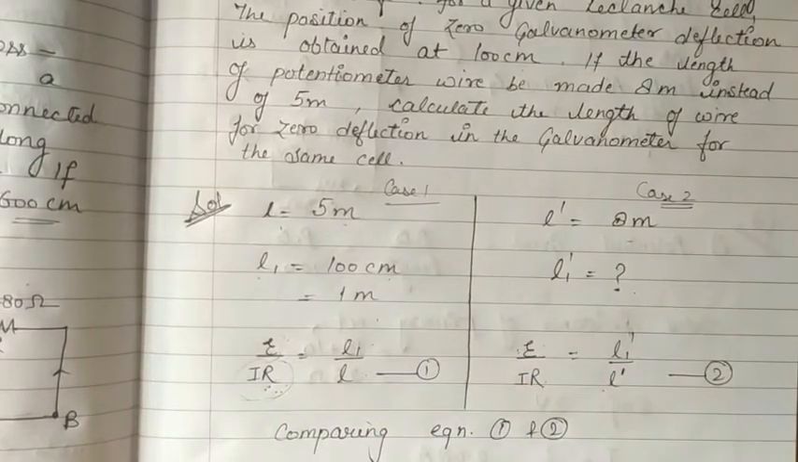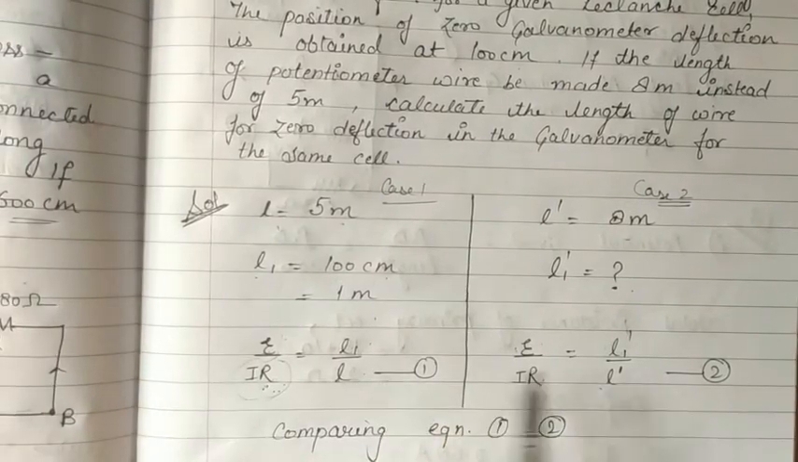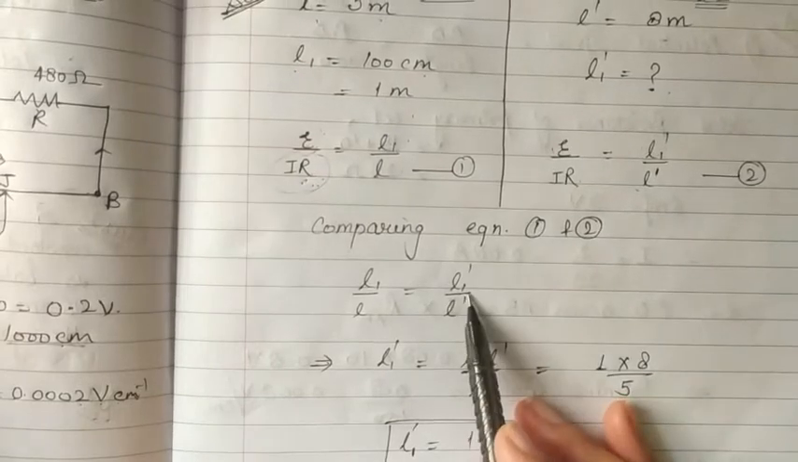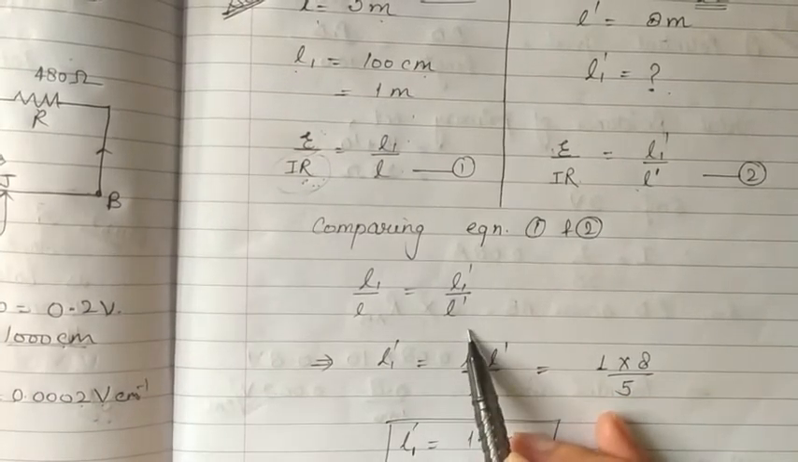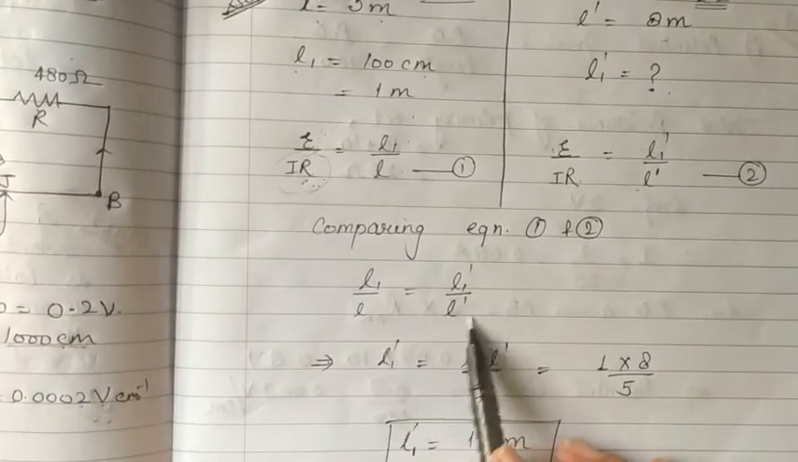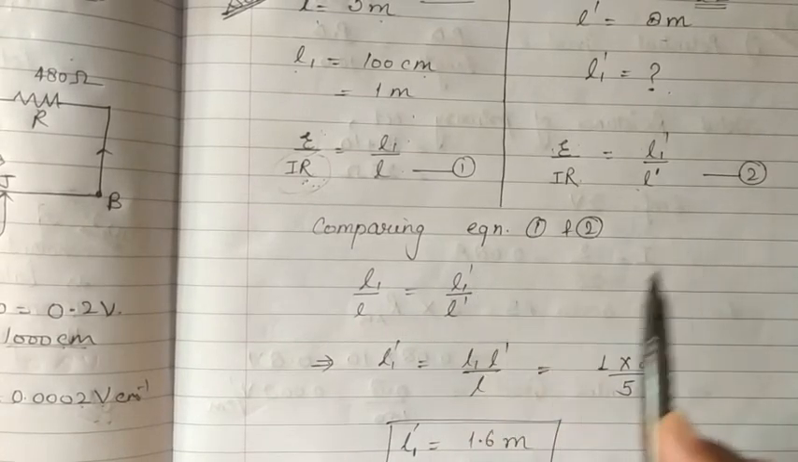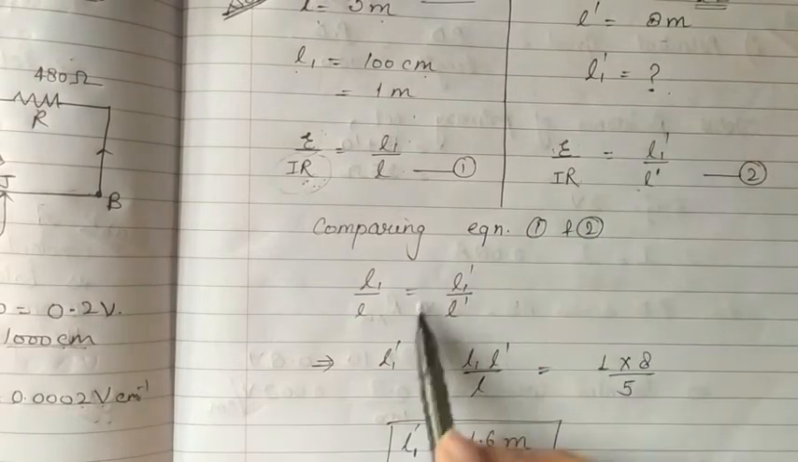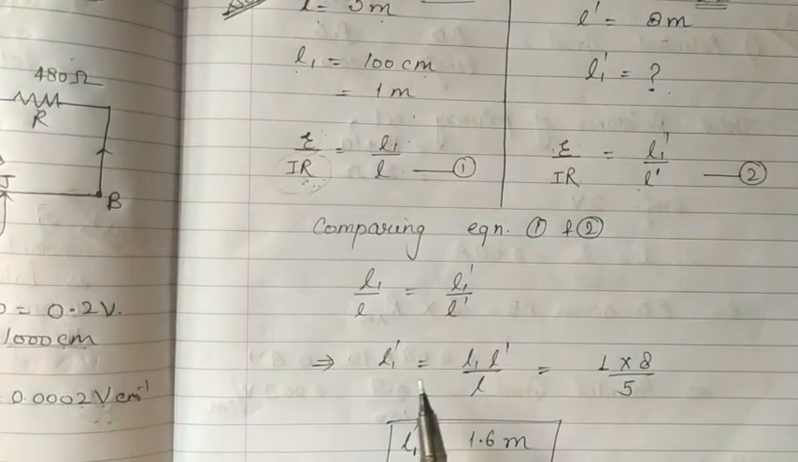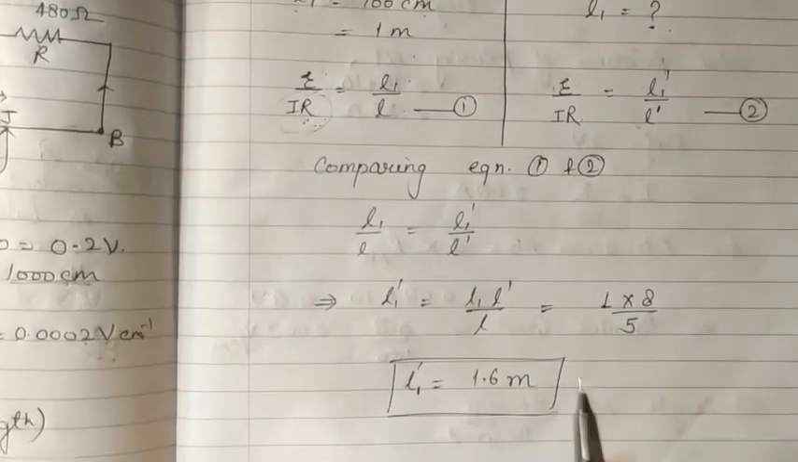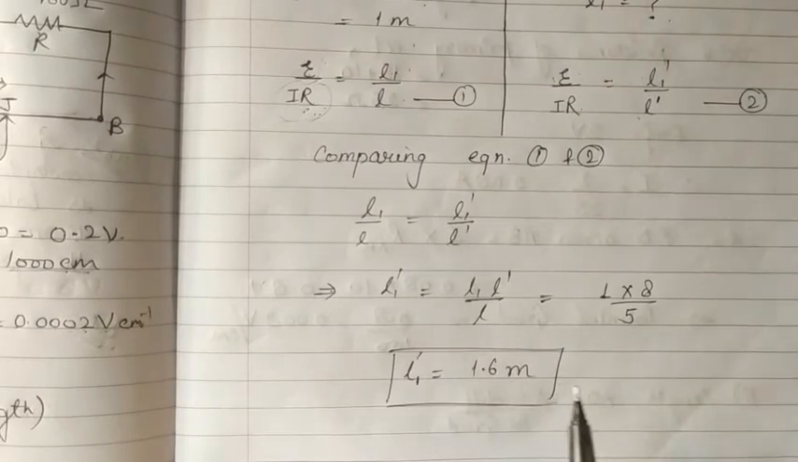Now comparing equation 1 and 2, we get L1 upon L is equal to L1 dash upon L dash. On rearranging these values, we can find the required length L1 dash, that is the length of wire of zero deflection in the galvanometer for the same cell in the second case, and we get it as 1.6 meters.